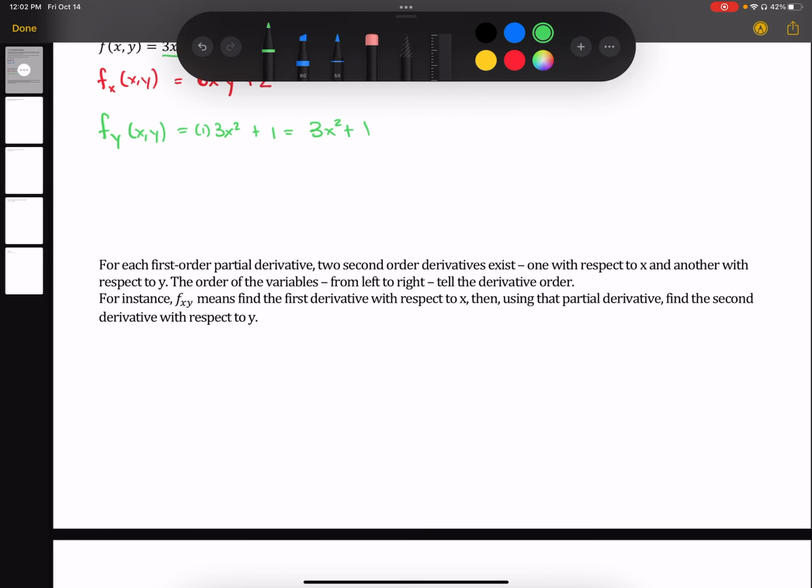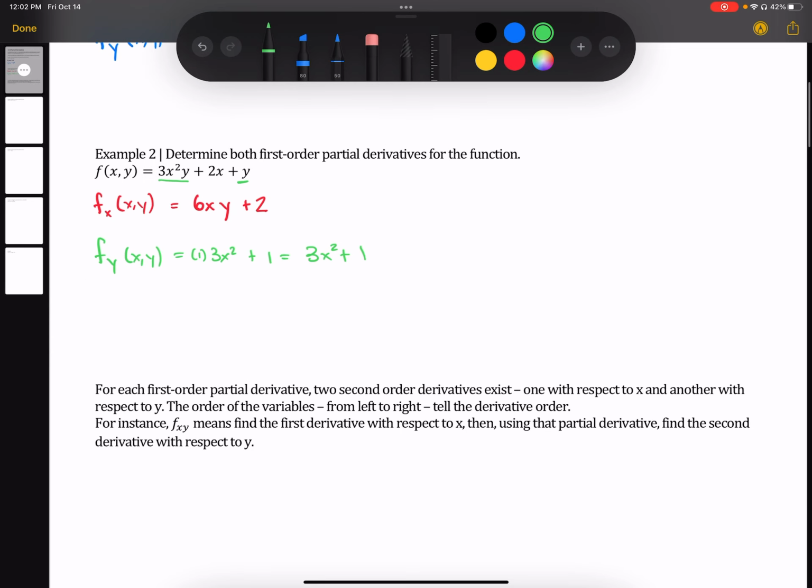So because we have two partial derivatives, when we get to second order partial derivatives, there are two possibilities. So we'll say for the red function, we could do a second derivative with respect to x, or we could do a second derivative with respect to y. And then for our green function, we could do a second derivative with respect to x again, or we could do a second derivative with respect to y. So that's always going to mean that we get 4 second order partial derivatives.